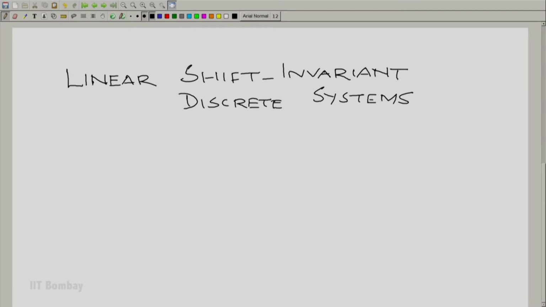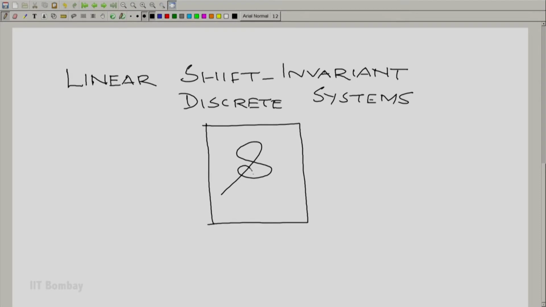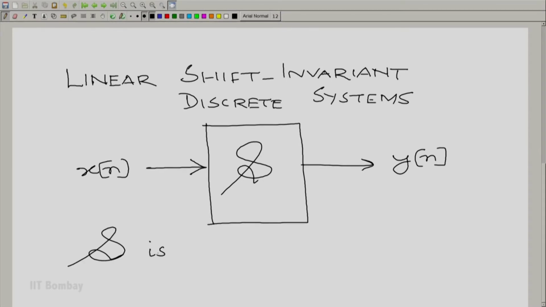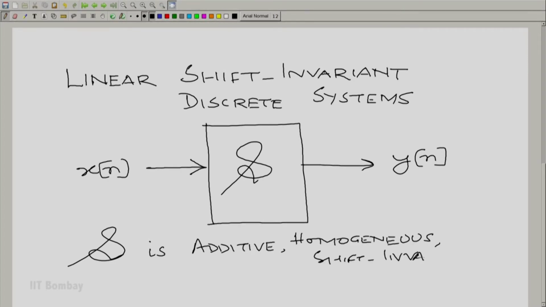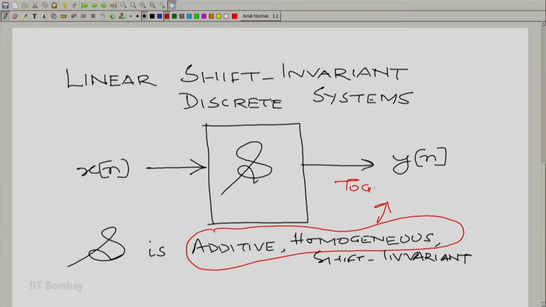And let us explain what you mean by linear shift invariant. Of course, we have individually defined the components of linearity and shift invariance, but we need to aggregate them together. So, let us assume this discrete system S is linear and shift invariant. That means three things happen. S is additive, homogeneous and shift invariant. Additivity and homogeneity together constitute linearity, as was true for continuous variables.